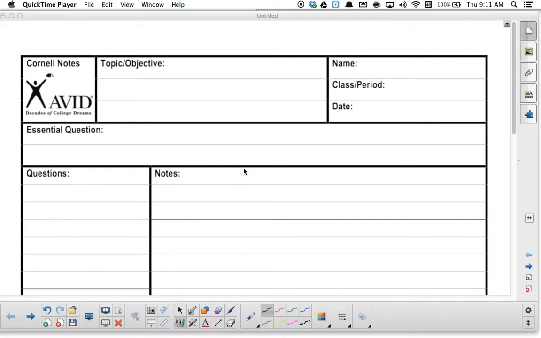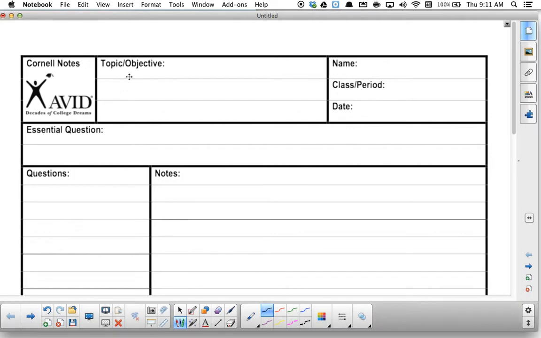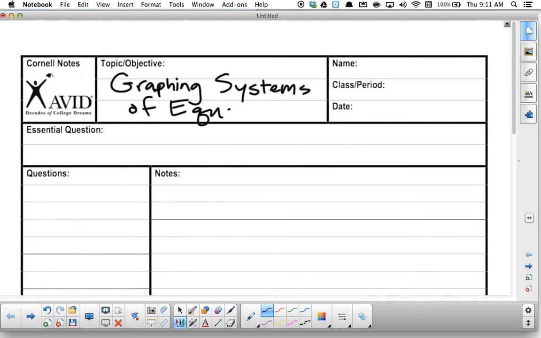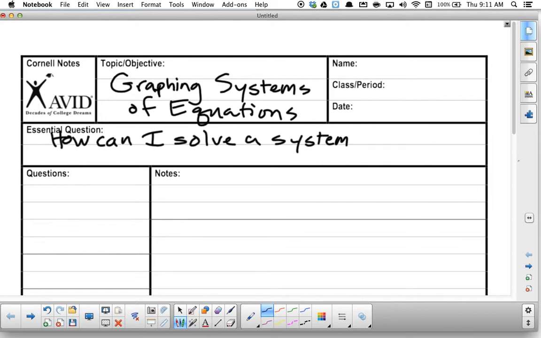For this objective, we're going to be talking about graphing systems of equations. And the essential question that we're going to be talking about is, how can I solve a system by graphing it? All right, so that's our essential question.